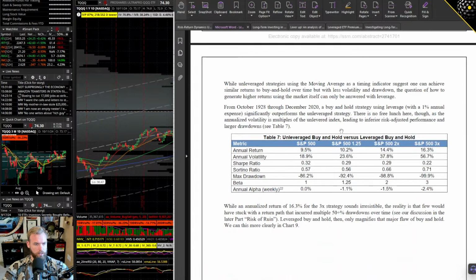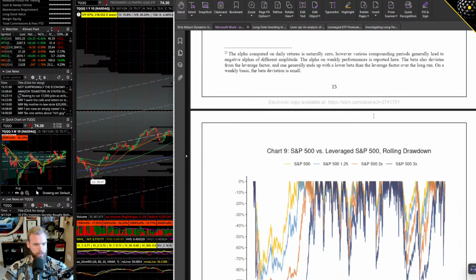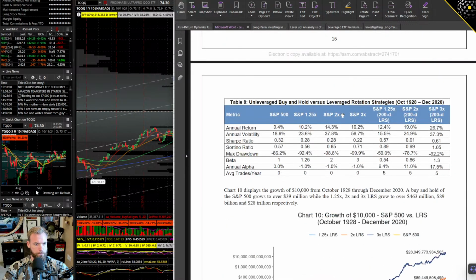Okay, so this is unlevered buy and hold versus levered buy and hold. Levered buy and hold is shown to beat. We already know this. This is using the rotation. So we can see 2 times performs well, 3 times performs much better, but take a look at the drawdown here. Even with this, and this is what I'm talking about. This goes back for JRA trades. This is what I'm talking about.